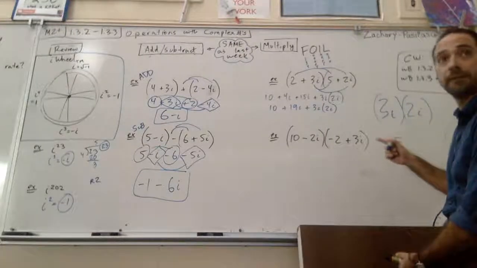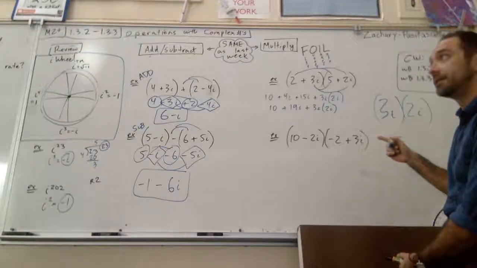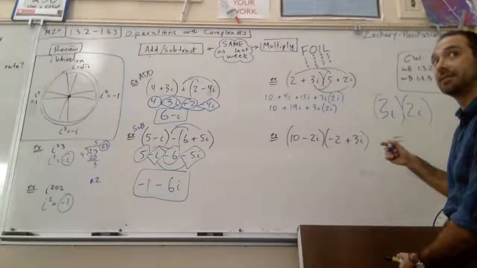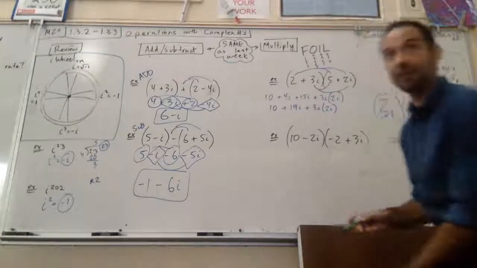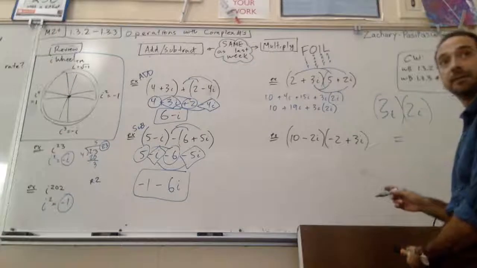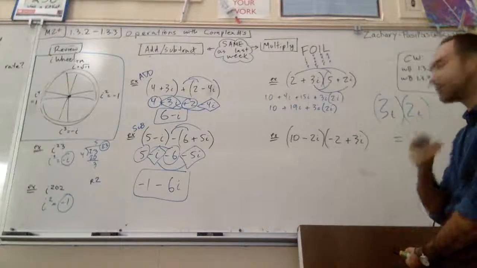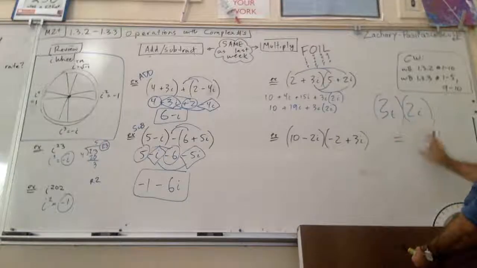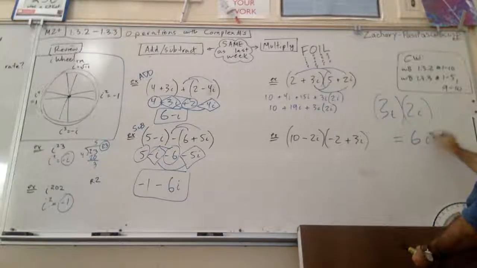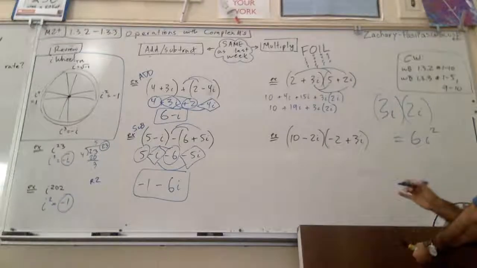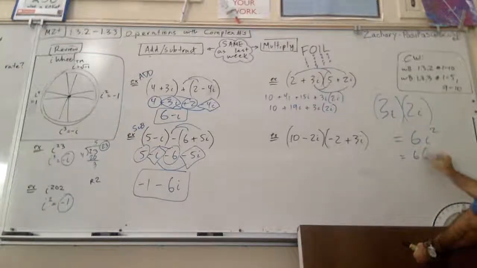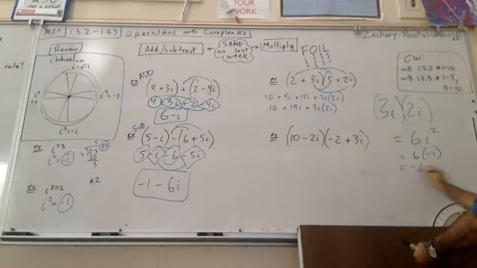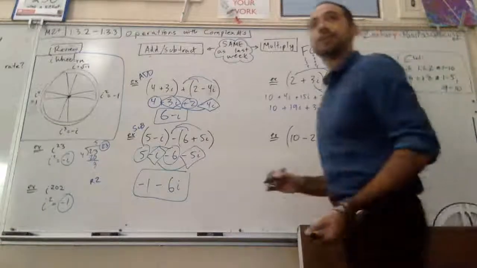What should I multiply first? That's the easy part. Naya? For the 3i times that, 6i squared, and then this i squared turns into -1. And it would be -6. You see how we're just going to combine it.